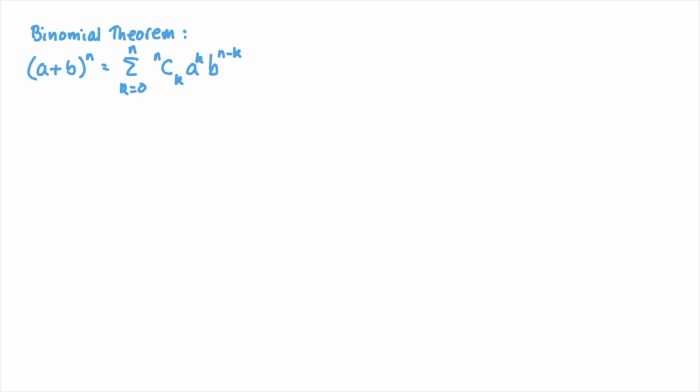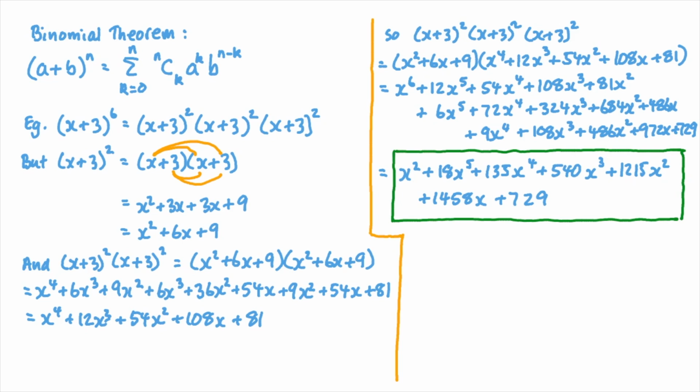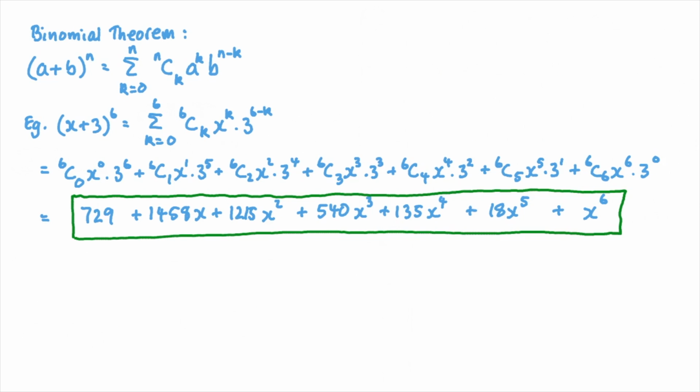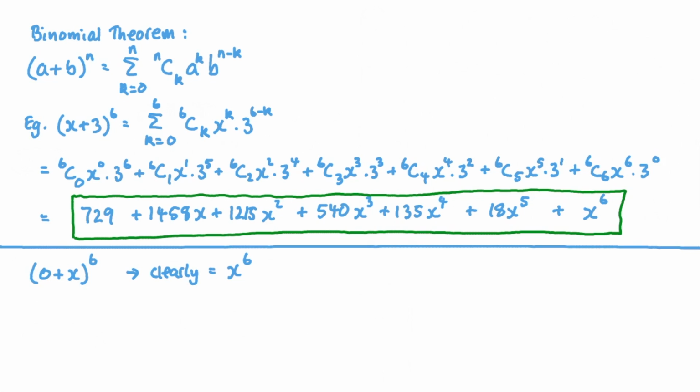There's a thing called the binomial theorem, which amongst other things helps us to quickly multiply out expressions like (a + b) all to the power of n. For example, to expand (x + 3) all to the power of 6 takes quite a lot of working out if you do it longhand, but you can more or less write it straight down if you know the binomial theorem. Now, if we had an expression like (0 + x) all to the power of 6, then clearly 0 plus x is just x, so this is just x to the power of 6.